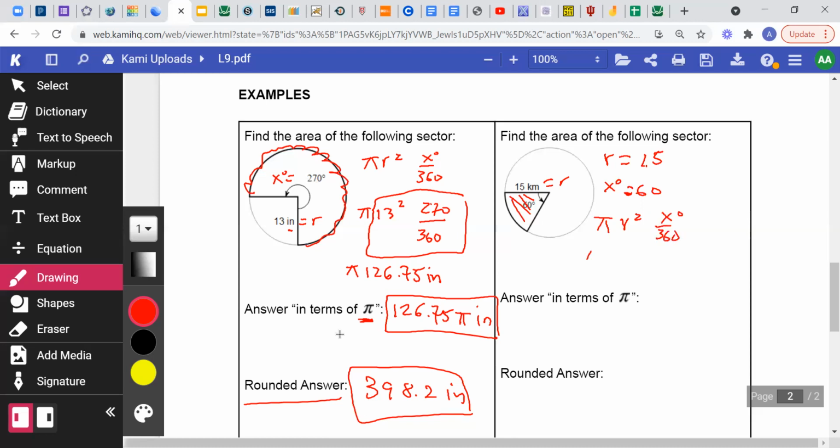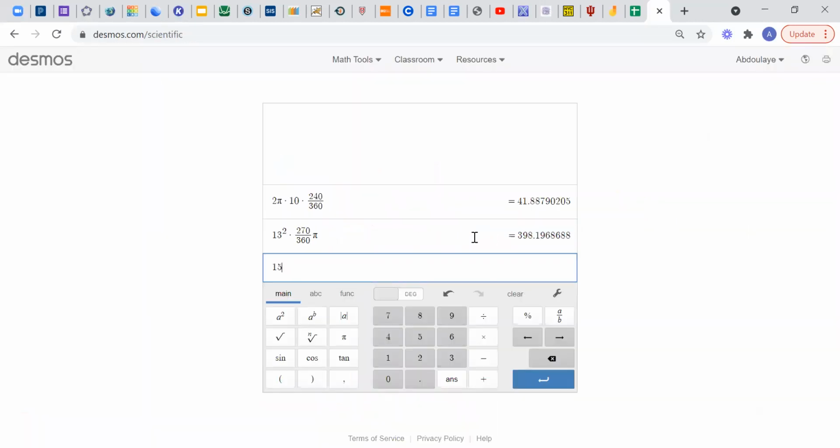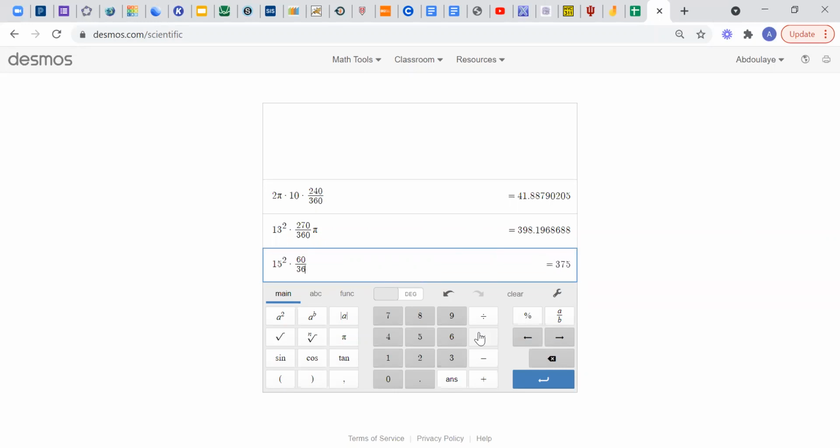So you're going to have pi R squared. R is 15, you square it. And then she said X to be 60 and then over 360. So this is the part we're multiplying to be able to get the answer in pi, okay? So let's go to decimals again. She said 15 squared times 60 over 360. That gives us 37.5.